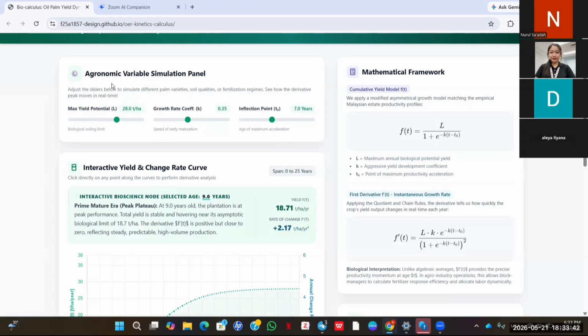In section 1, the agronomic variable simulation panel, this one is section 1. This section shows variables affecting oil palm yields such as maximum yield, potential growth rate coefficient, and infection risk. Changing these values can affect the plantation output. This helps researchers understand how different conditions influence crop productivity.